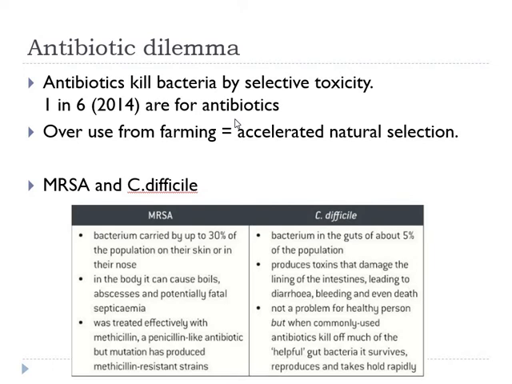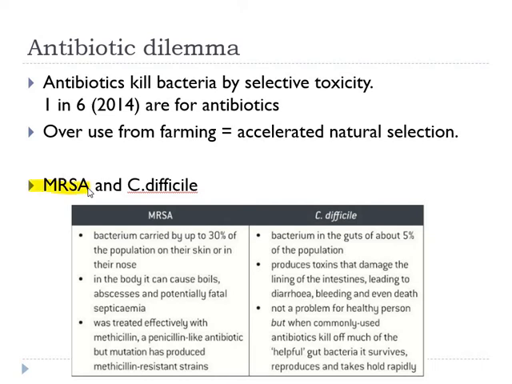In 2014, 1 in 6 prescriptions were for antibiotics, which is huge amounts, and there's huge amounts of over-farming, quoted in places like the US and China, that they pump their animals in farming full of antibiotics, and this is leading to accelerated natural selection against the antibiotic, which means that the bacteria themselves become resistant much quicker than they would normally have, and we're worried that this accelerated natural selection means that we're going to have many resistant bacteria.